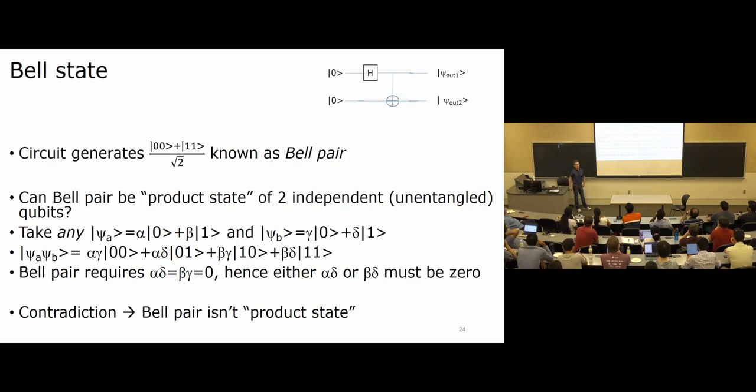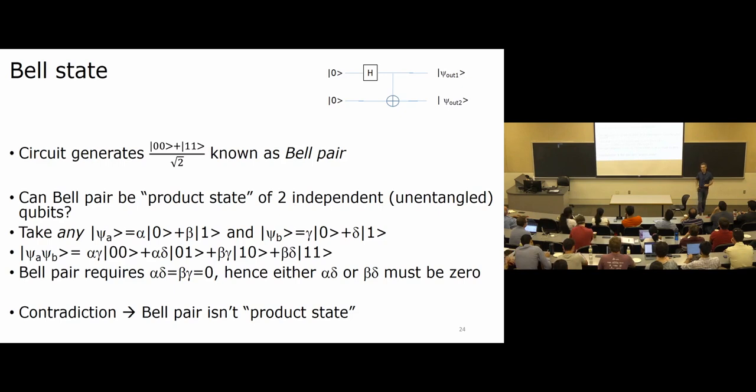And recall, in the Bell pair, the first and last amplitudes are 1 over square root of 2, and the two in the middle are 0. So alpha delta and beta gamma are both equal to 0. And because of that, either alpha or delta is 0, and either beta or gamma is 0. Bottom line, one of them needs to be 0, but they both need to be 1 over square root of 2. So this is impossible. We have a contradiction. So it is impossible to have a product of two independent states. They cannot be independent. So what are they if they're not independent?